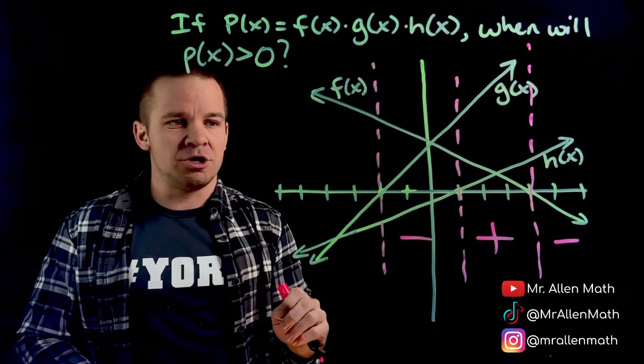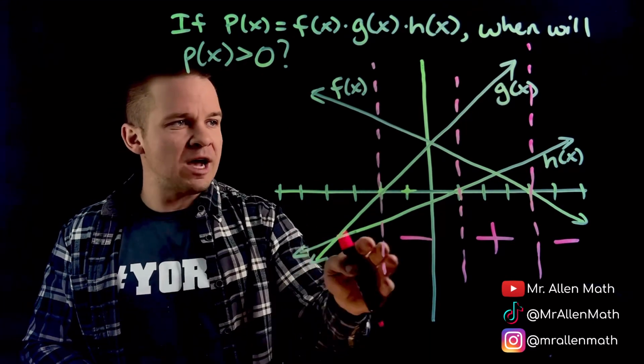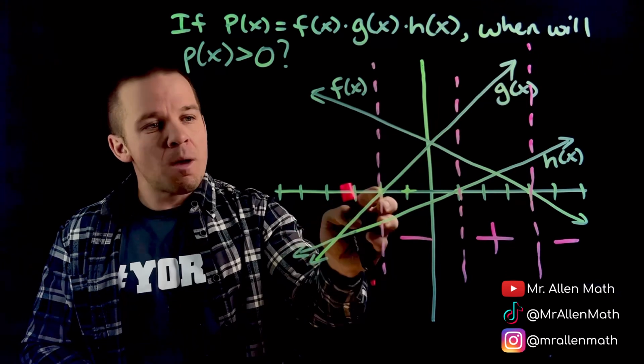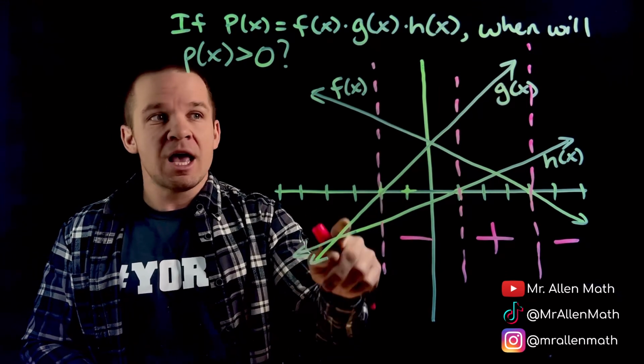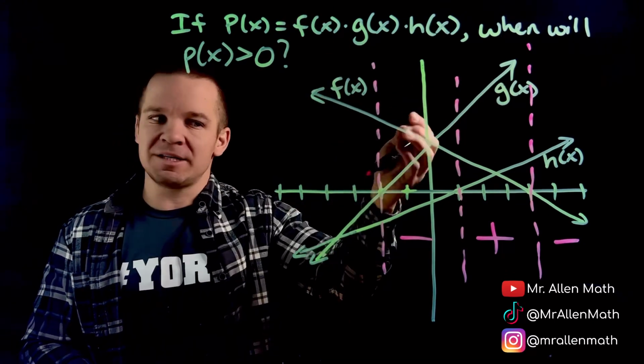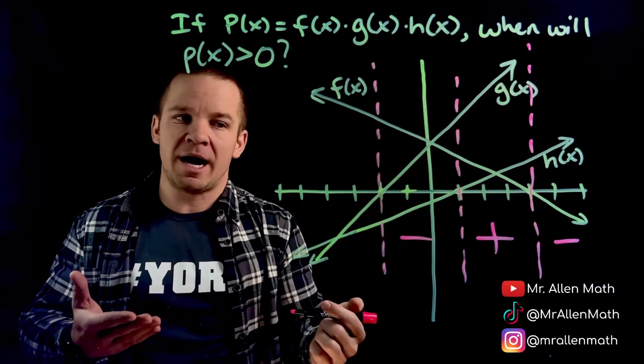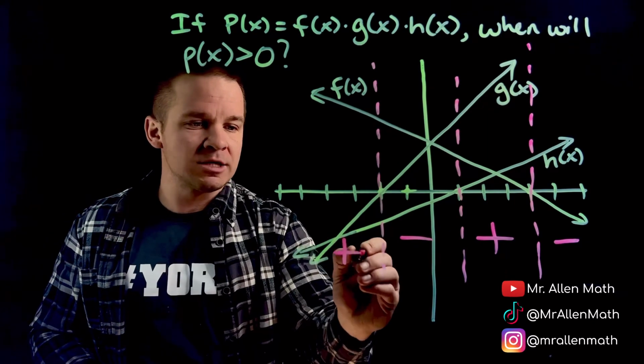In this last section over here, on the left side here, well, I've got my h of x and my g of x. Both are below my x-axis at this point. That's two negatives. And my f of x is above. That's a positive right there. Two negatives multiplied to a positive times another positive. Overall, it's going to be positive.